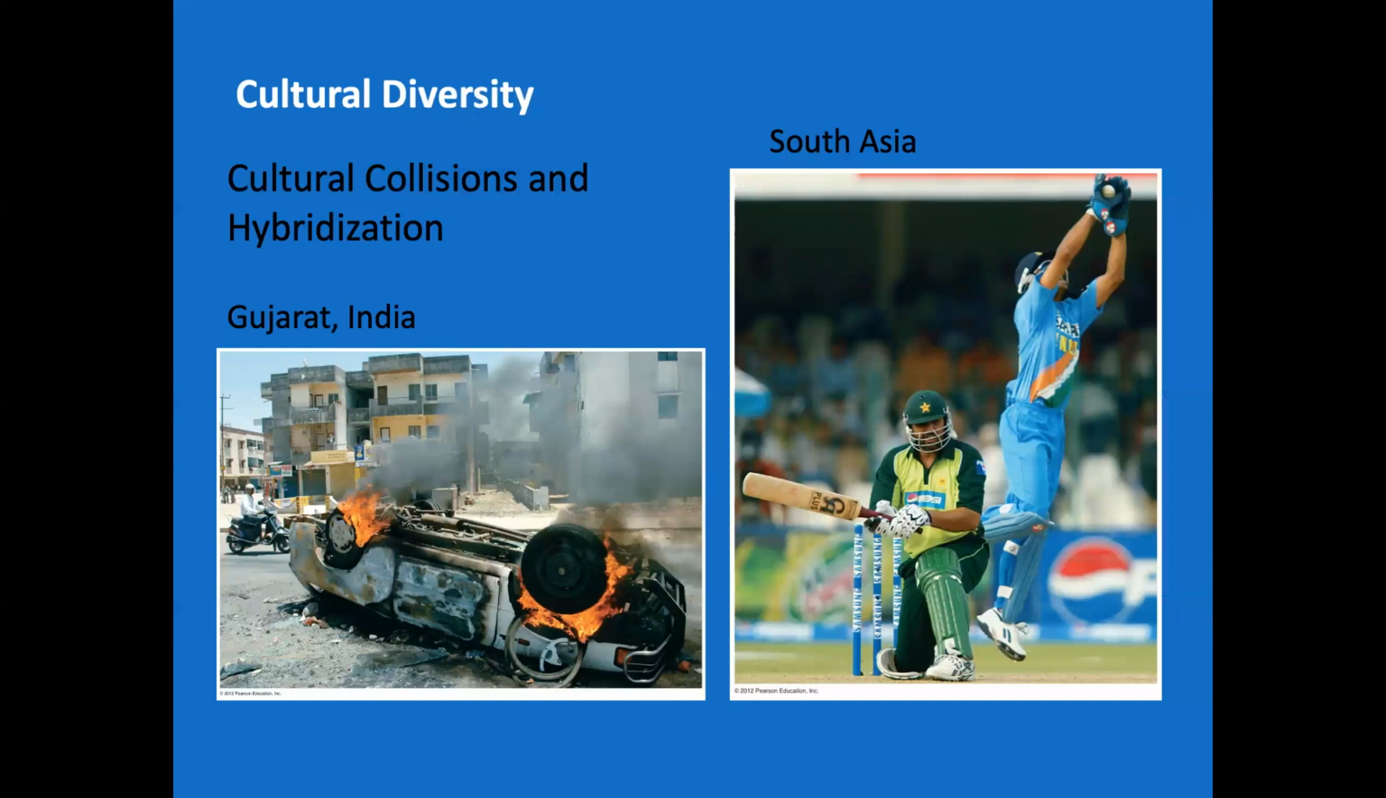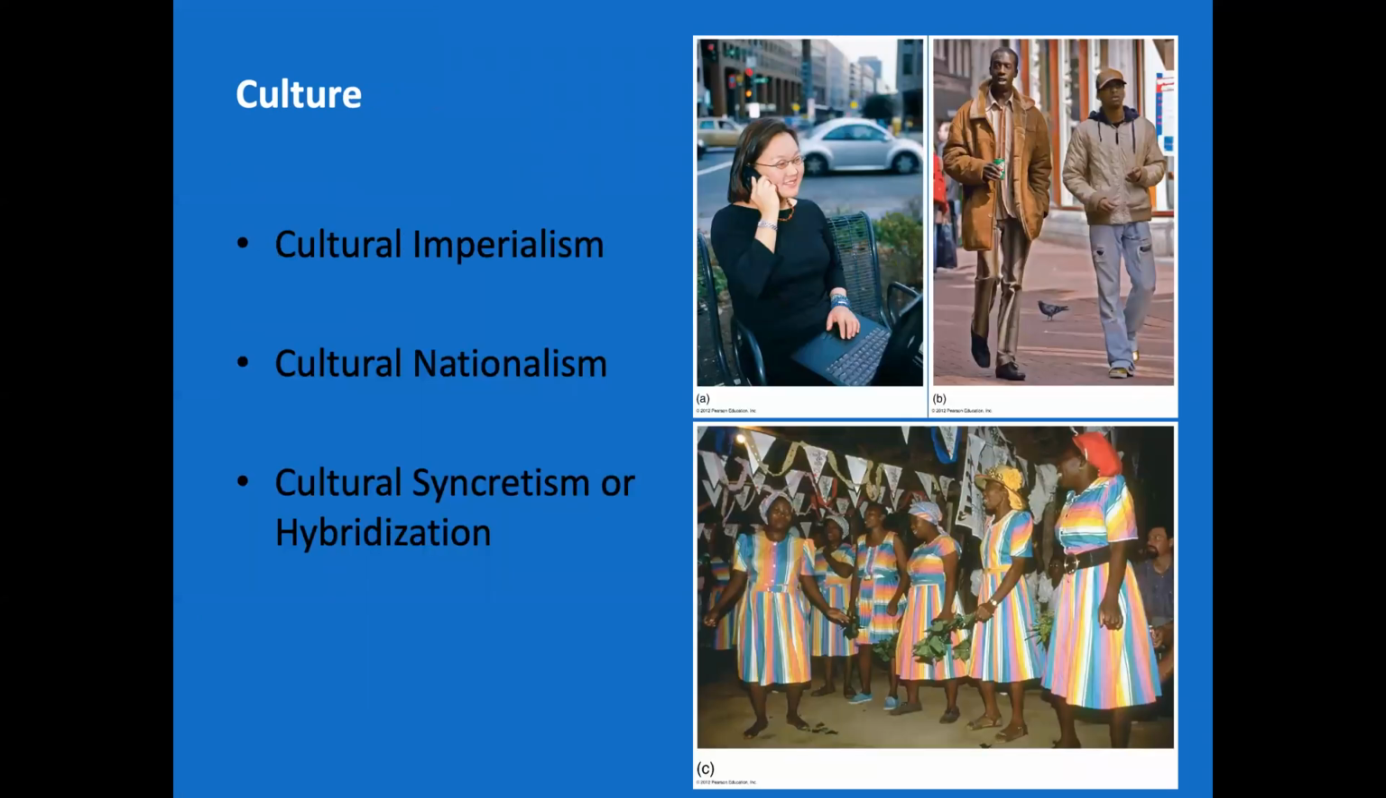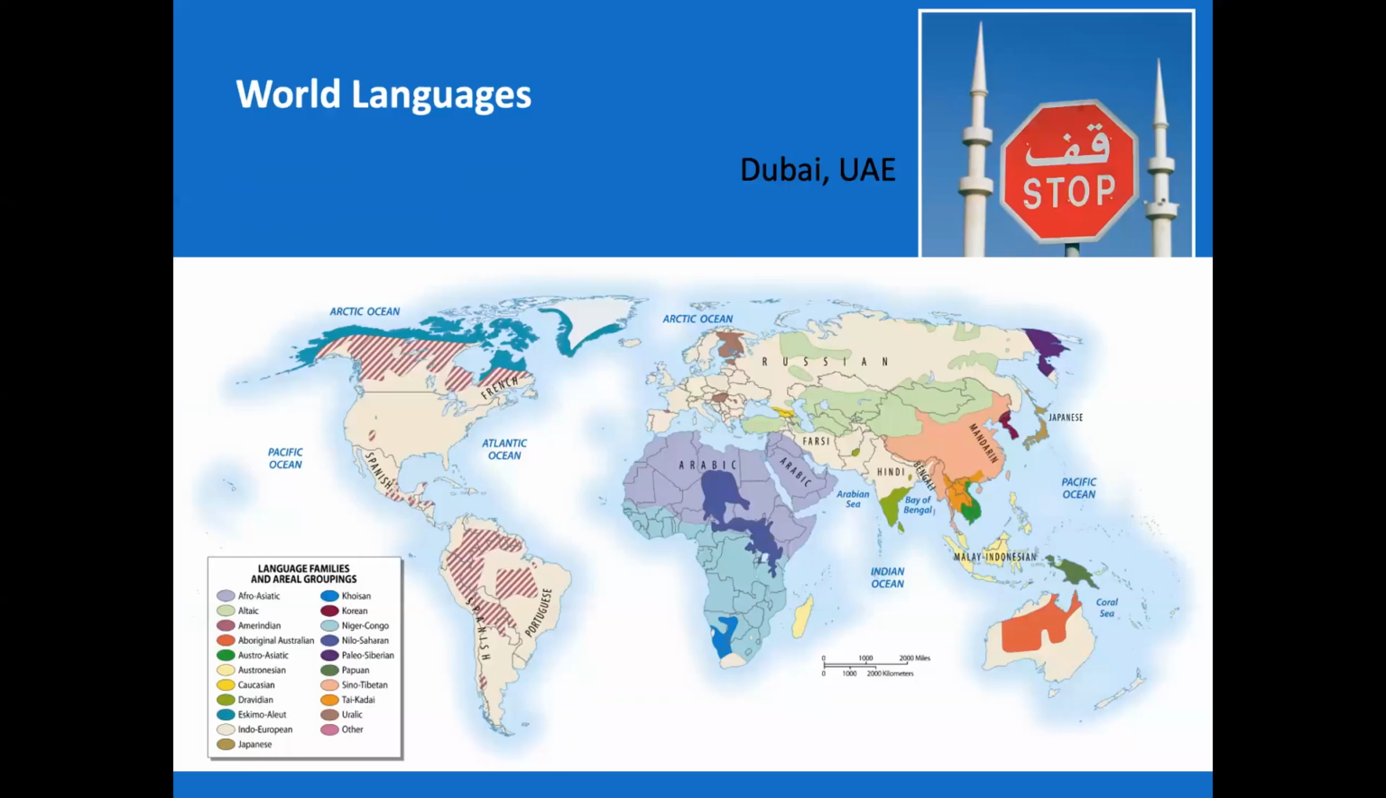We'll talk about diversity and hybridization, the idea of cricket, something that's very popular in India and Pakistan and also in the United Kingdom. It's sort of like baseball in the United States and Latin America and Japan. It's been basically exported. We'll talk about that. We'll talk about language, a significant aspect of culture.